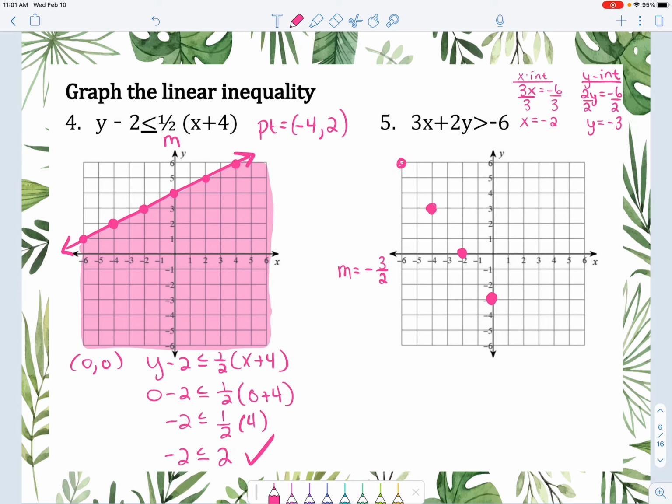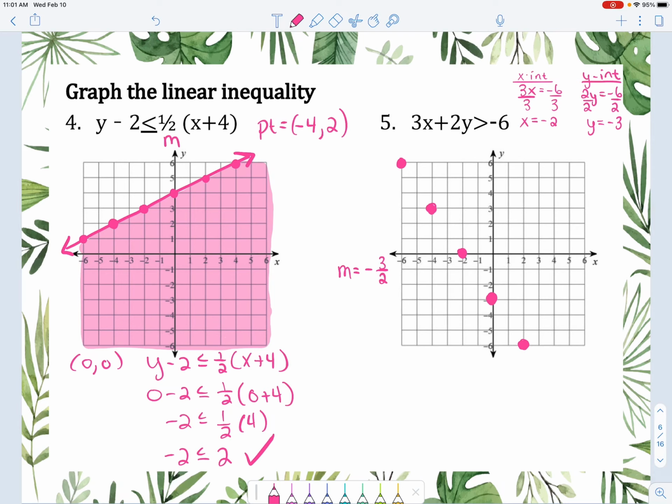So I'm going to start at that x-intercept and go up 3 and left 2. And I can do it one more time. Up 3, left 2. And I can go to that y-intercept and go down 3 and right 2. So even though it's in standard form and I didn't know the slope looking at this inequality, I can plot those intercepts and then use those points to help me find a slope.